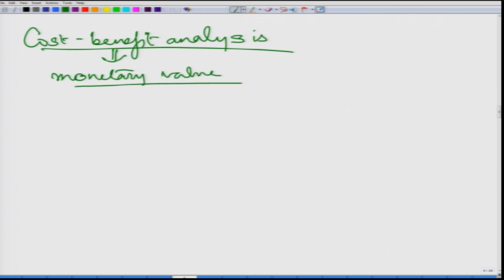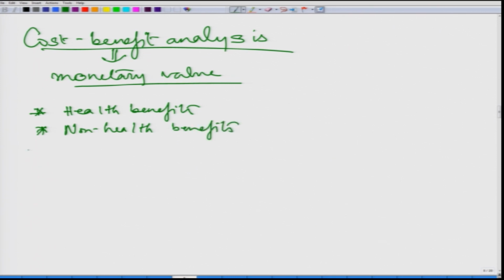And when we talk about both the cost as well as benefits, and estimating them in terms of money, then we have all the health benefits, non-health benefits, opportunity cost and opportunity gains, process benefits, similar to what we have seen for cost utility analysis, right?